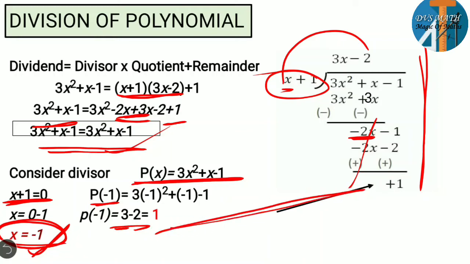This is the long division method. This is a very simple method, and we call it the remainder theorem. That means taking the polynomial, you equate the divisor to 0, take the value of x, and substitute that value of x into the given polynomial, simplifying it. Finally you will get the remainder. With the long division method you get the remainder, and with the remainder theorem method you get the same. Clear?